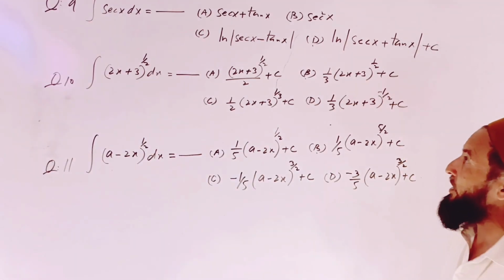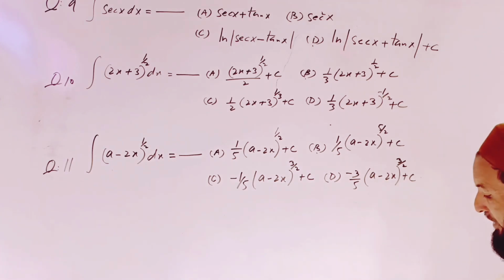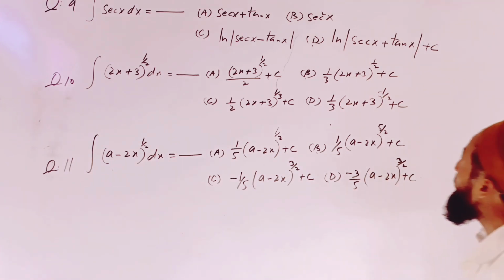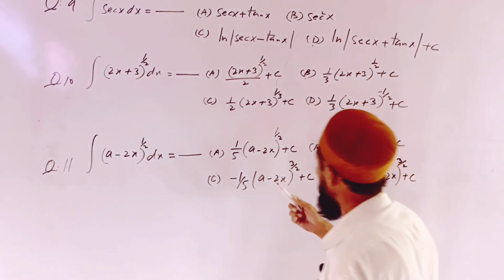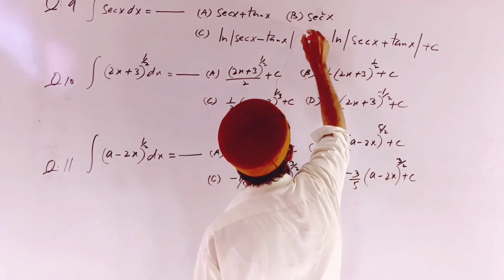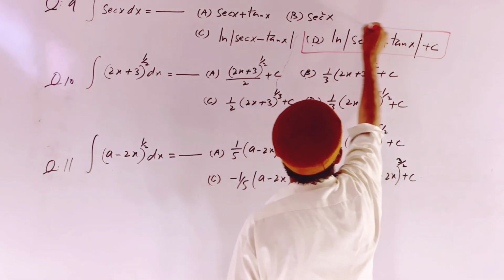So this is the general formula. Integration of secant x is equal to log of secant x plus tangent x. You must remember that option D is the correct option.